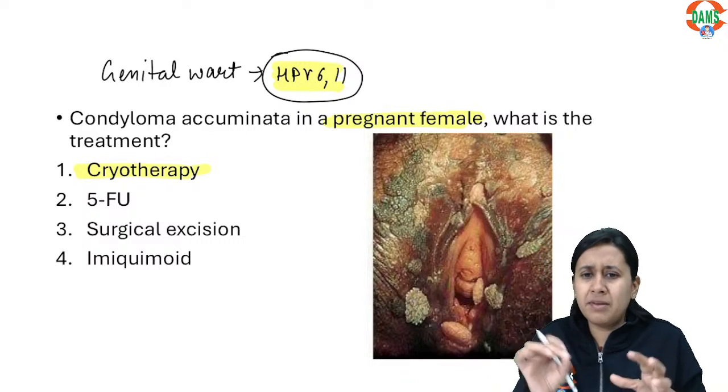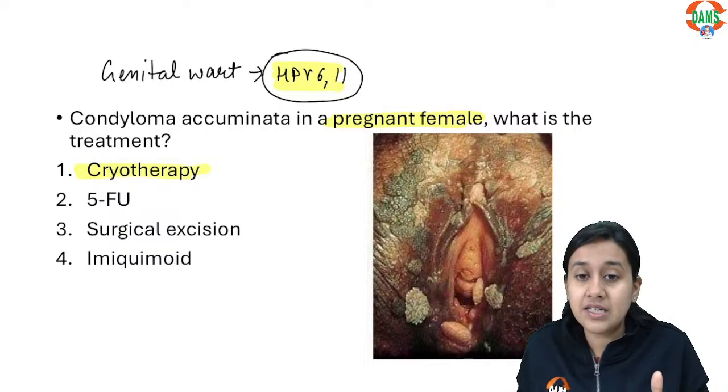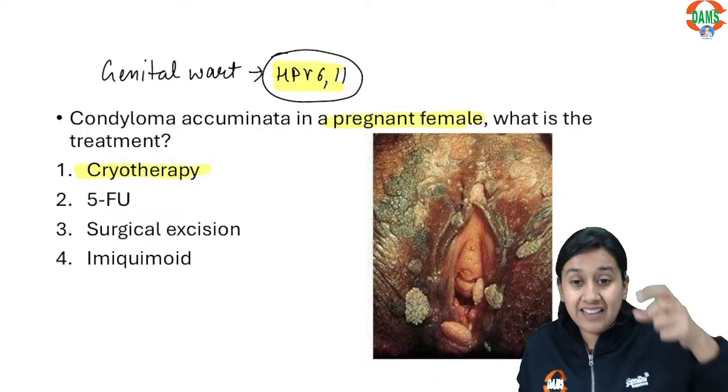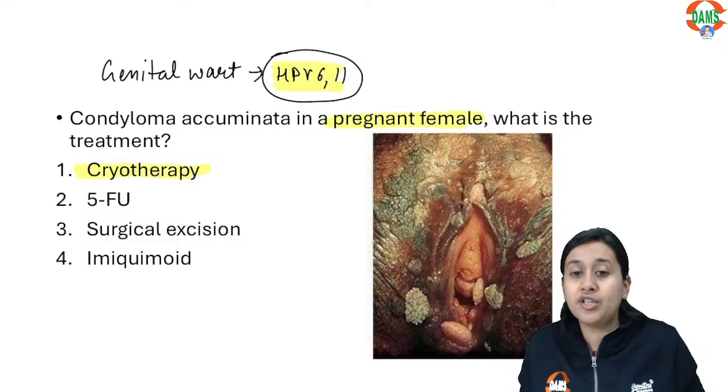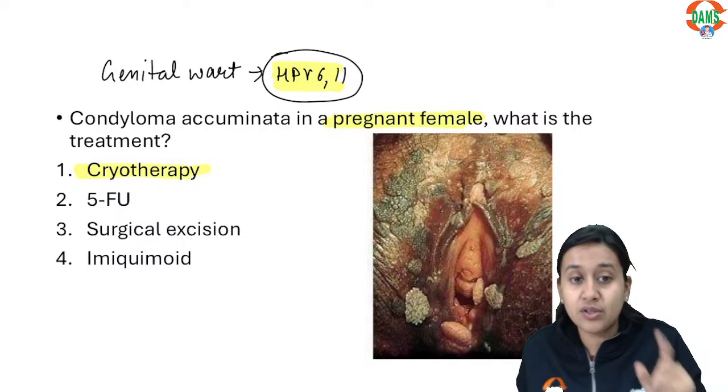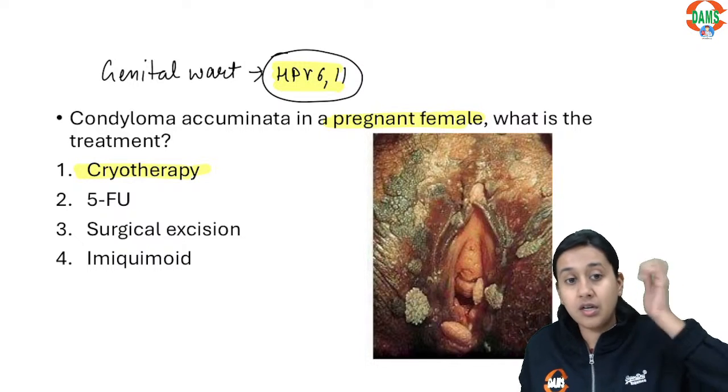It's a very cold liquid nitrogen, minus 192 to 196 degrees centigrade. It is applied on the affected part, and that causes necrosis and exfoliation of the genital wart. So please remember, my students, the correct answer of this question is option number 1.